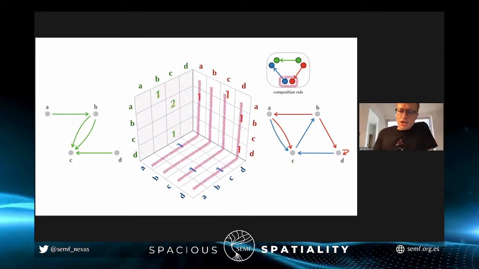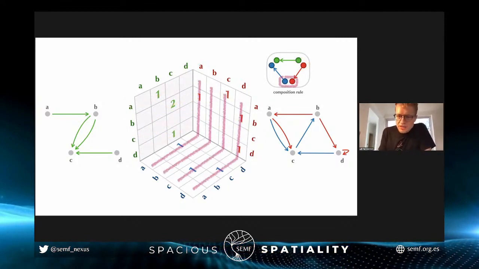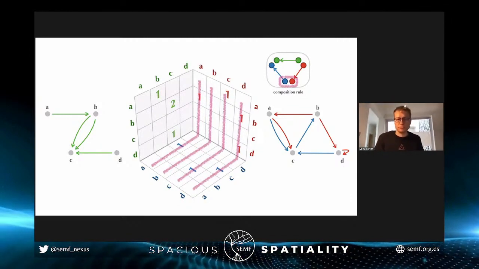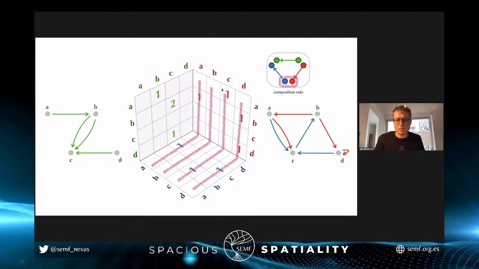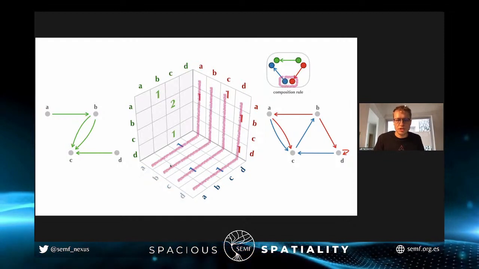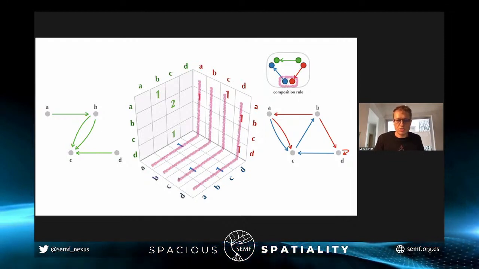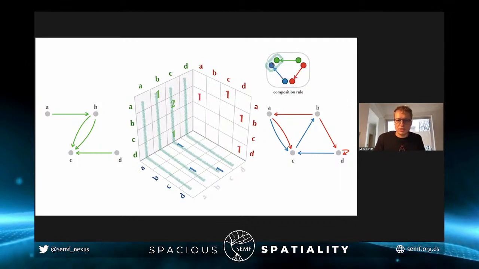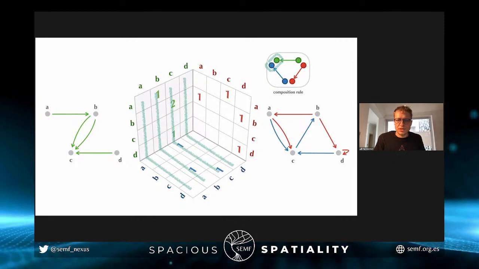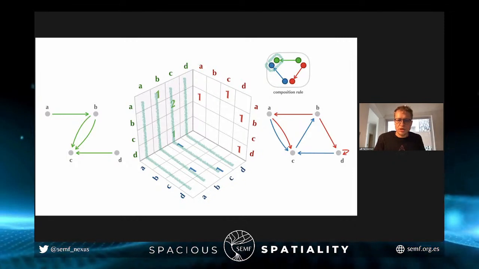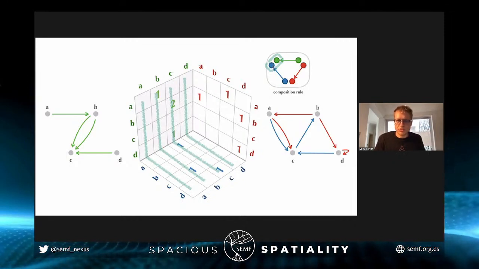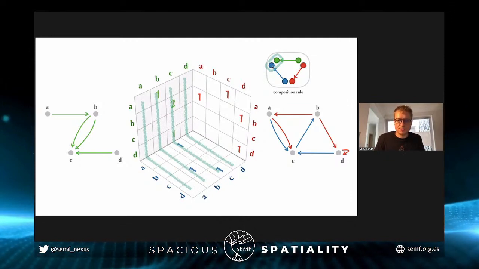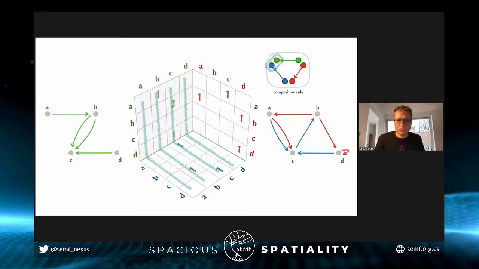Similarly, the target of the red edges is declared to be the same as the source of the blue edges. And what that's saying is that the columns of the red adjacency matrix are the same as the rows of the blue adjacency matrix. And then lastly, the columns of the blue adjacency matrix, which are the targets of the blue edges, are the same as the columns of the green adjacency matrix, which are the targets of the green edges.